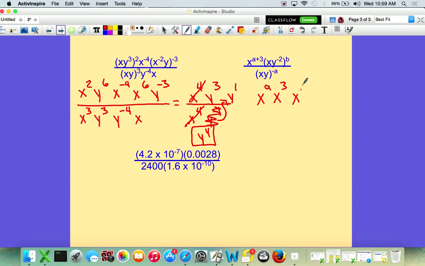Our next one, we got to run the b through there. So we've got x to the b power and y to the negative 2b power. On the bottom, we've got x to the negative a, y to the negative a. Alright, from here, because both of these are negative this time, I'm going to move them all up so we can look at this just without a fraction bar in there.